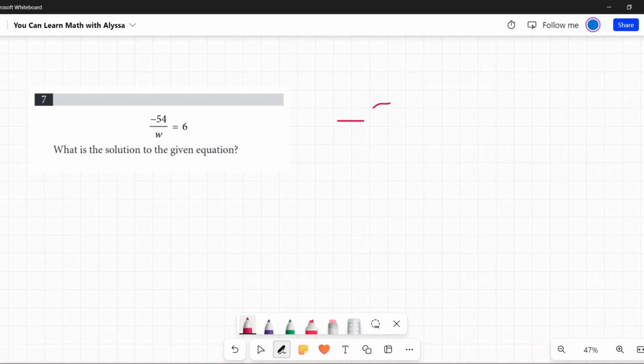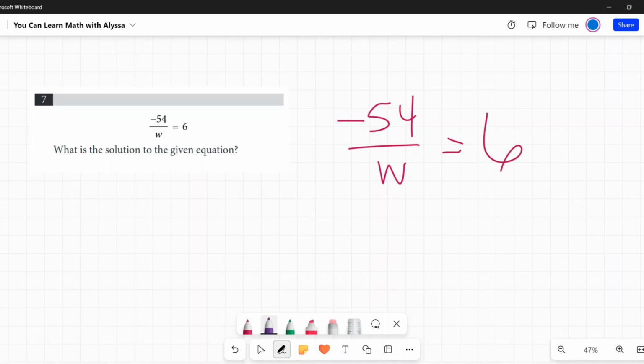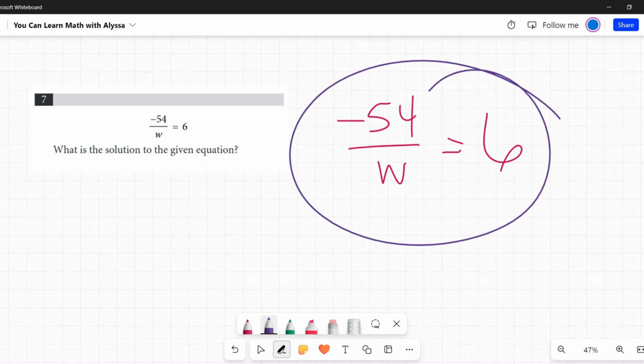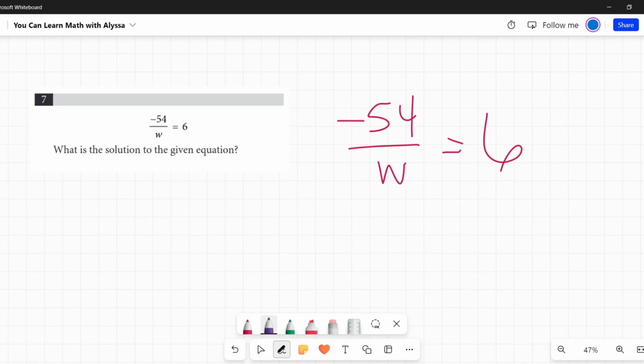Number 7, negative 54 divided by W equals 6. What is the solution to the given equation? There's 2 ways to do this. You might look at it and go, negative 54 divided by what equals 6? And you might think through your times tables and you might see the answer there. But again, we're not always going to be presented with a problem like this where we know the times table answer. So let's just do the math and solve it the long way so you'll be prepared for any question the PSAT throws at you.